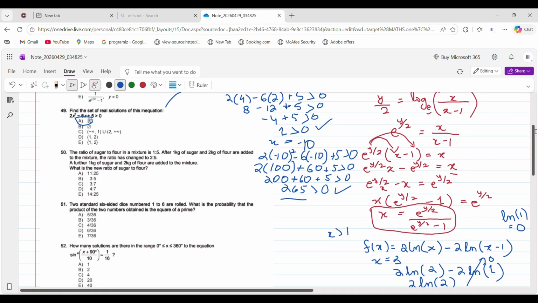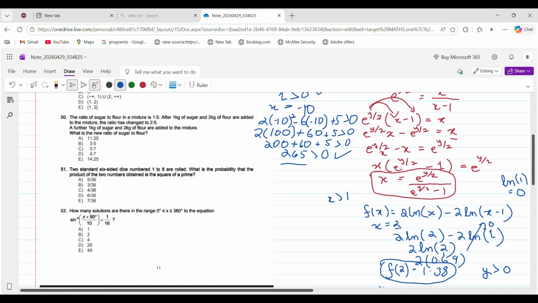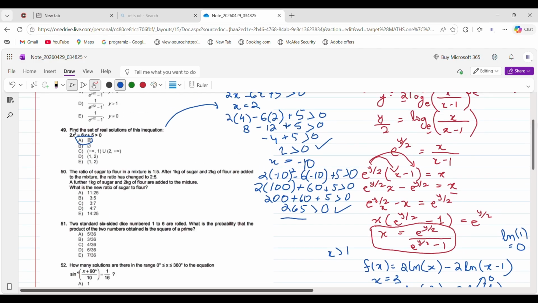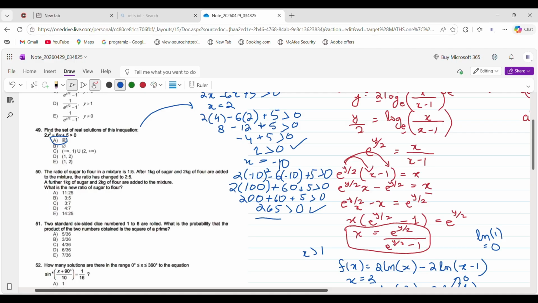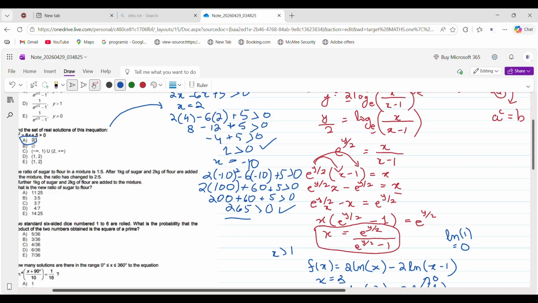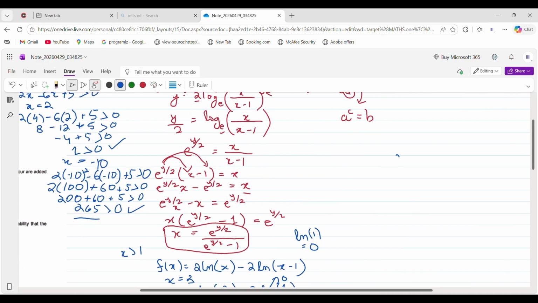Now let's solve our 50th question, which is again a very important question for us. My 50th question: the ratio of sugar to flour in a mixture is 1:5. So the ratio of sugar to flour is 1:5.